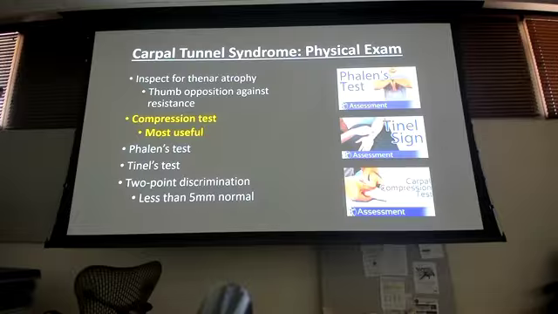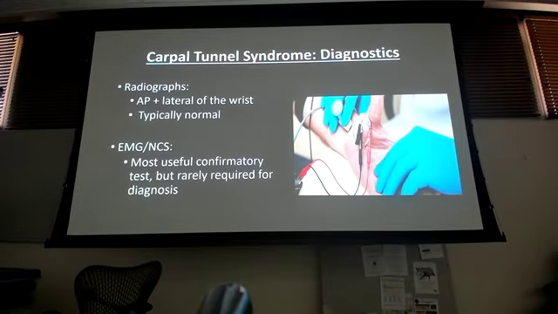I will not test you on the 2-point discrimination in my course, just knowing that if you're given a result that says it's greater than 5 millimeters, is that normal or abnormal? That's abnormal, right? So just take that clinical picture and add it to whatever it is that's being informed. Make sense? All right, that's all I expect you guys to know for now. Good to go? Any questions about Phelan's, Tinel's, or carpal compression test, otherwise known as Durkin's? Okay. All right.